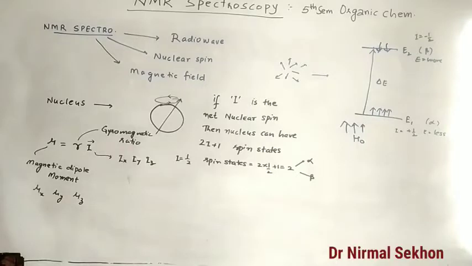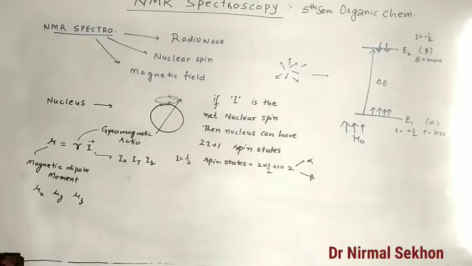From where does it come? Due to the charge and spin of the proton. If you look at the nucleus, what is the magnetic dipole moment? That is the magnetic dipole. What is a magnetic dipole? That which arises because of the charge and spin is called the magnetic dipole moment. It is represented by mu, and it is equal to gamma into I.